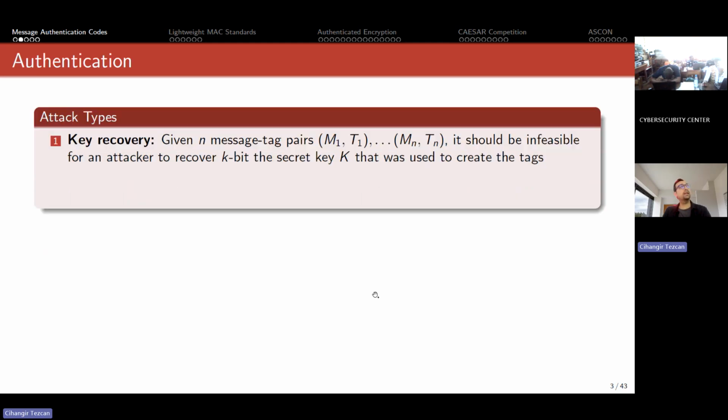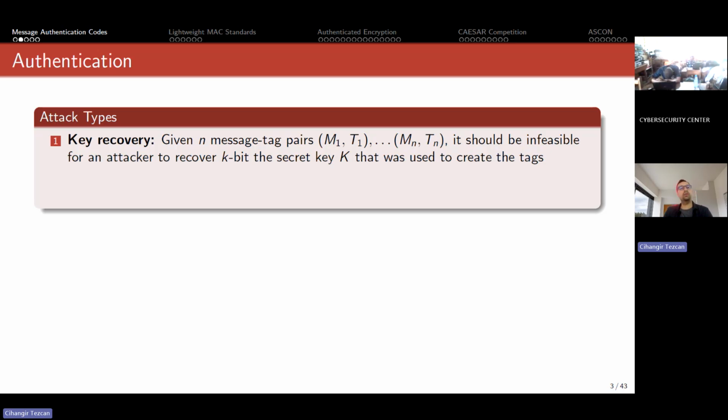So let me now show you attack types. Assume that I give you n message tag pairs. So in the past, for instance, we communicated n many times. So the person who is listening to the communication captured these n messages and their tags. Okay. So it should be infeasible for an attacker to recover the k-bit secret key K that was used to create these tags. Okay, because we are generating this tag using a secret key, so it shouldn't leak from this data. So this is like trying to capture the secret key of a block cipher.